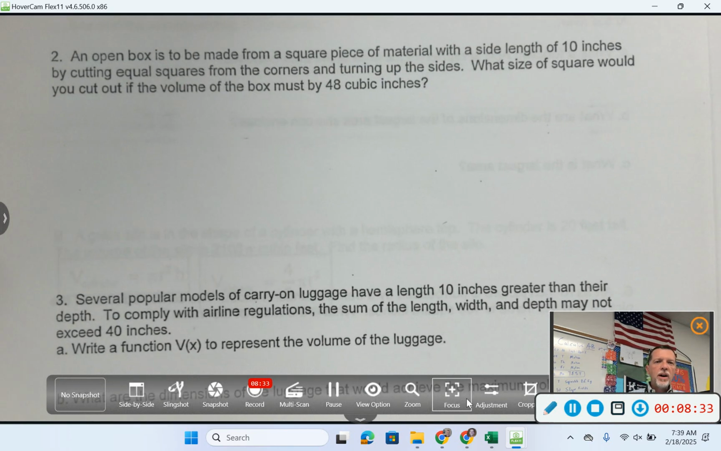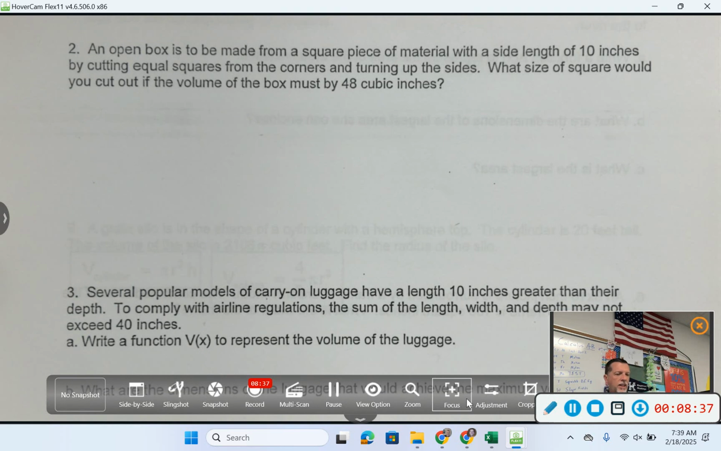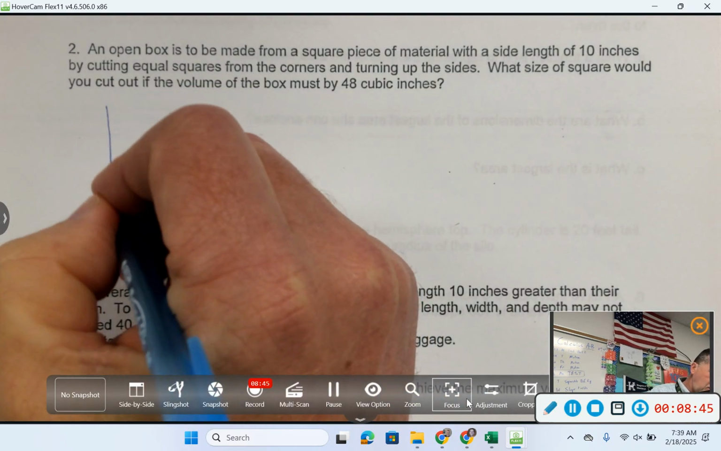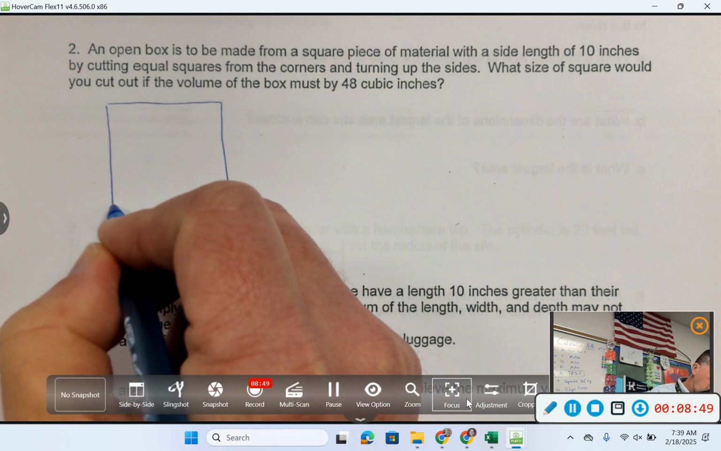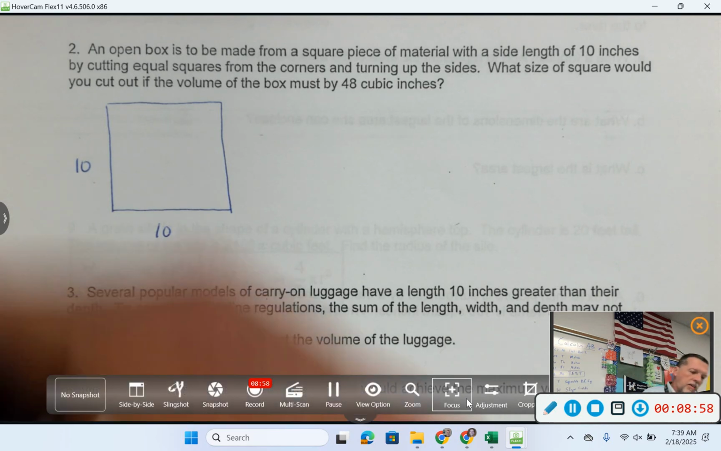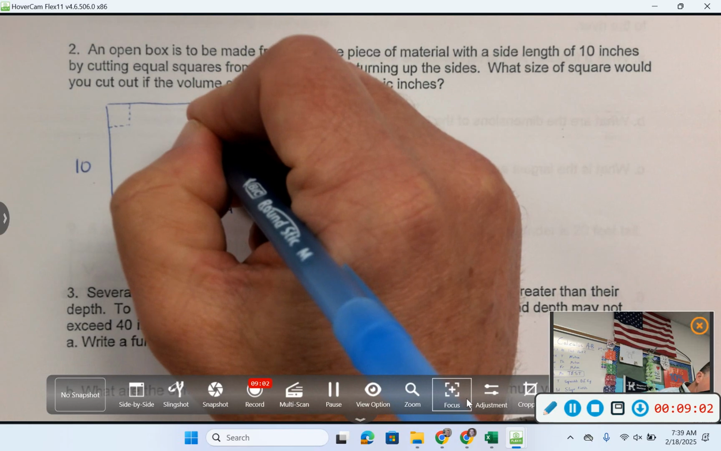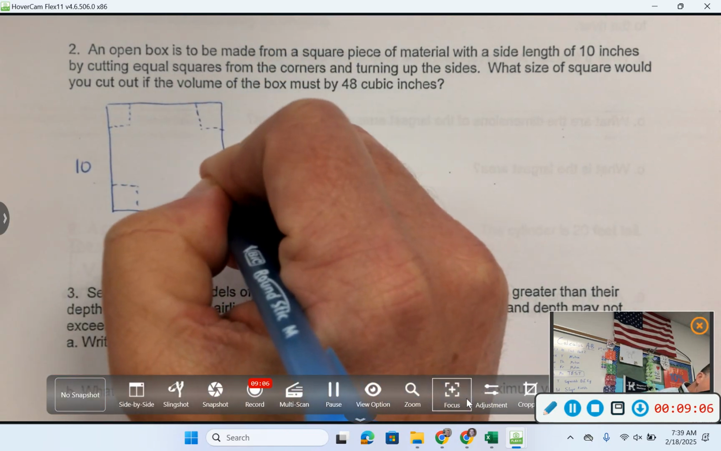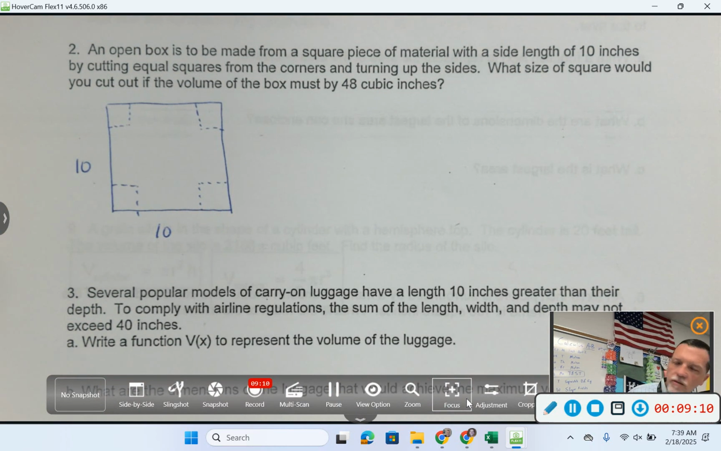Number 2. An open box is made from a square piece of material with a side length of 10 inches by cutting equal squares from the corners and turning up the sides. Okay, let's see if you can picture what's going on here. So there's my square piece, 10 by 10. And if I cut a square from each side, and I fold up the corners, then you might see where that makes a box. This is a common problem in calculus, which is why I have my ever handy model. It's not a square to start with, but I did cut a square from each corner, and if you fold up the edges, then we have a box. So that's the picture of what's going on.